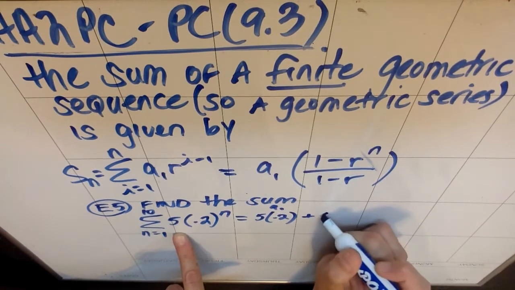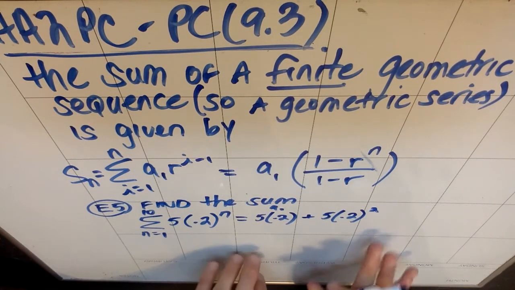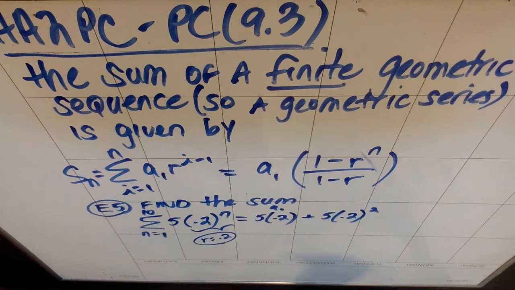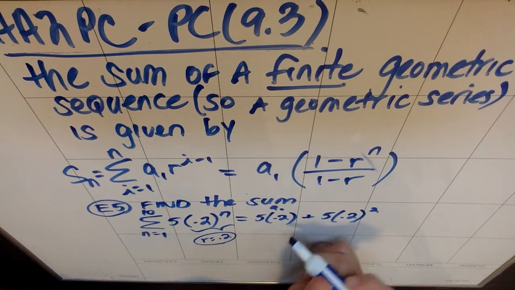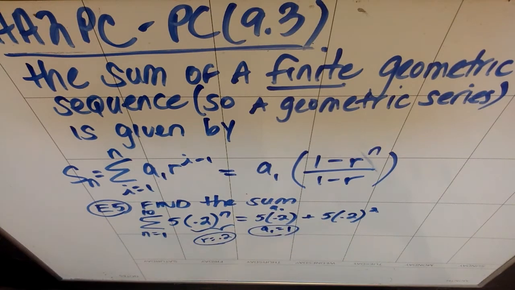And then the next term is going to be 5 times 0.2 quantity squared, right? So what I want you to notice is my r is definitely 0.2, and that's fine. But the first term, a sub 1, is 5 times 0.2, which is a 1. So I need to recognize that the first term is not a 5, because if you plug in the first value, you'll see that you don't end up getting a 5. If this had been an n minus 1, your first term would have been 5 times this thing to the 0, which would be a 5.